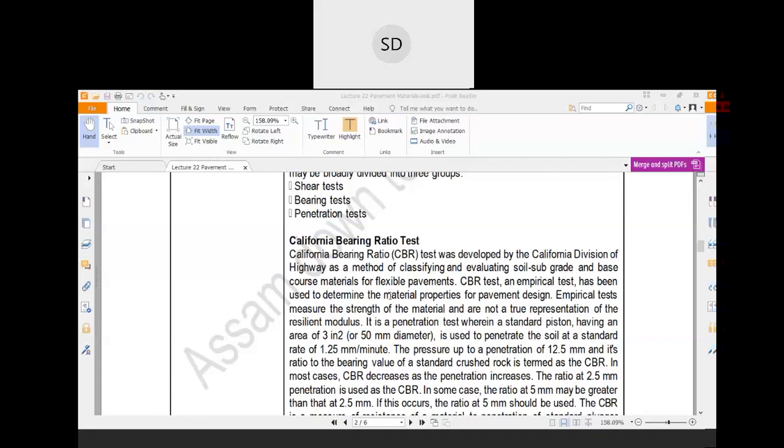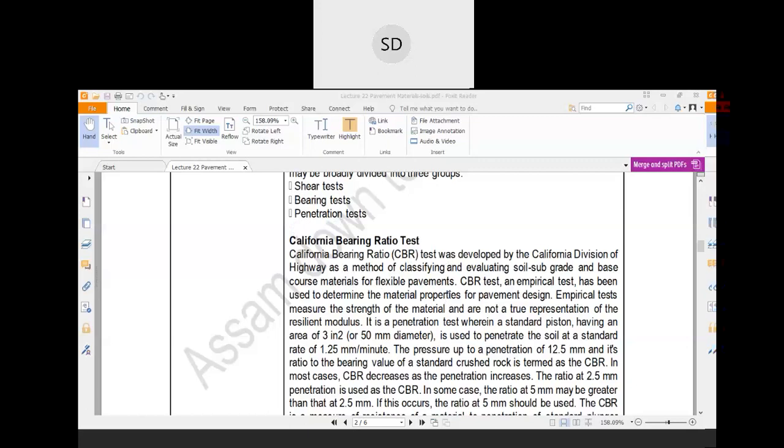In the soaked CBR test, what happens? Whatever sample you have prepared, you have to soak it for a period of 4 days. And for the unsoaked CBR test, you don't have to soak it in water. So basically, these are the differences between the soaked CBR and unsoaked CBR tests.